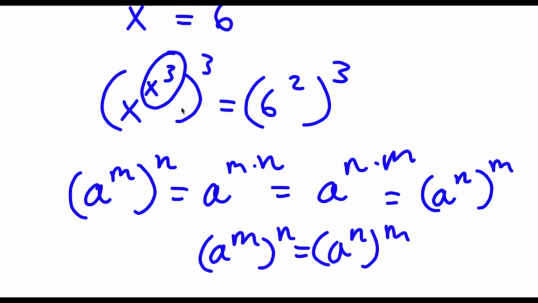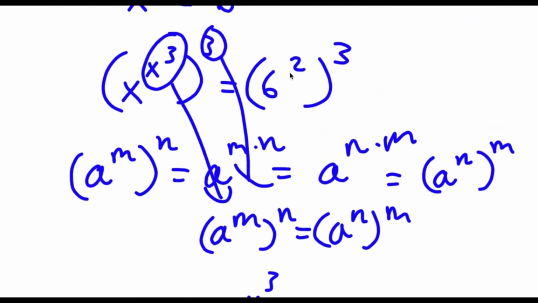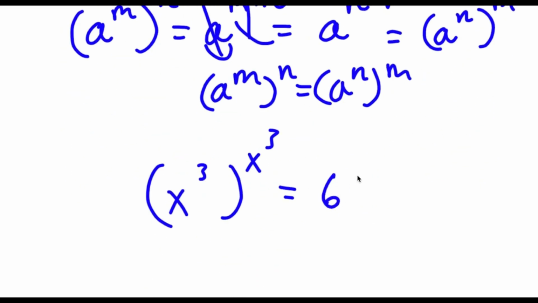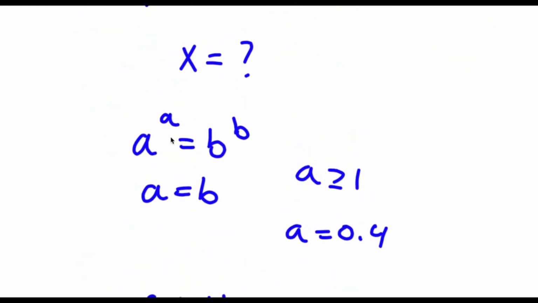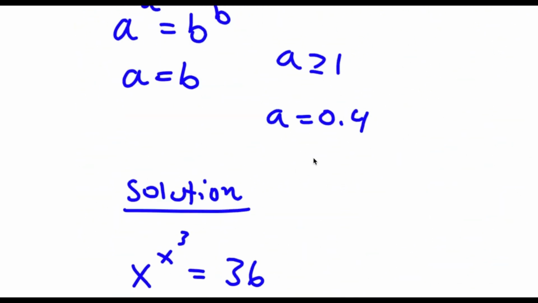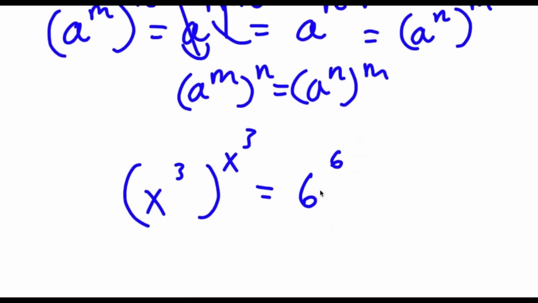So in this case, we can think of x to the power of 3 as m and 3 as n. So if I change these two places, I get x to the power of 3 to the power of x to the power of 3 is equal to, now 6 to the power of 2 to the power of 3 is the same thing as 6 to the power of 2 times 3, which is equal to 6 to the power of 6. Now remember, if I have something in the form a to the power of a is equal to b to the power of b, this means that a is equal to b. And remember, this is only if a is greater than or equal to 1, and in this case, a is 6, which is greater than or equal to 1, so this property applies.